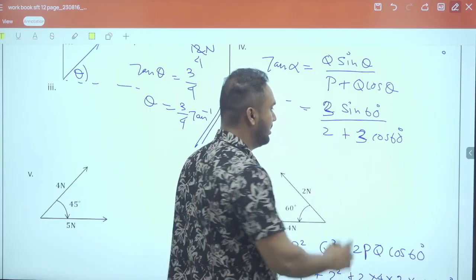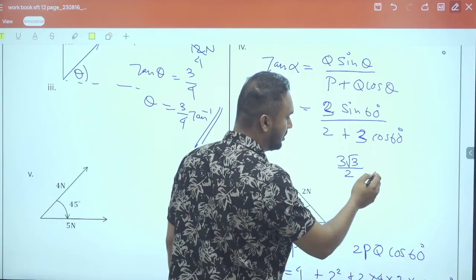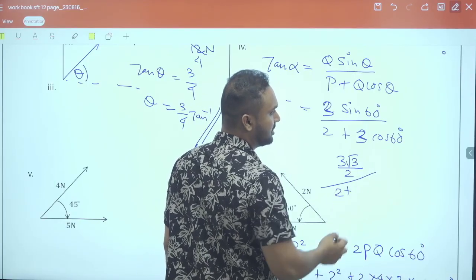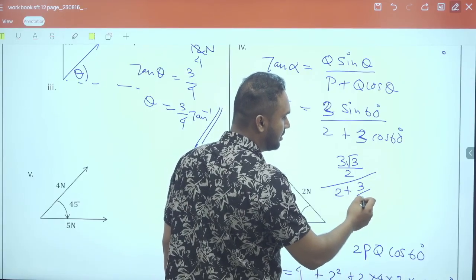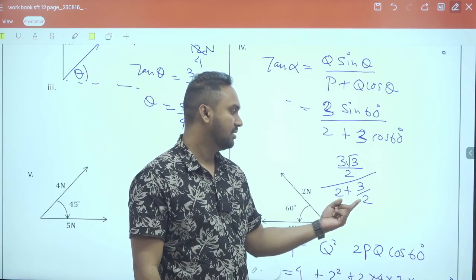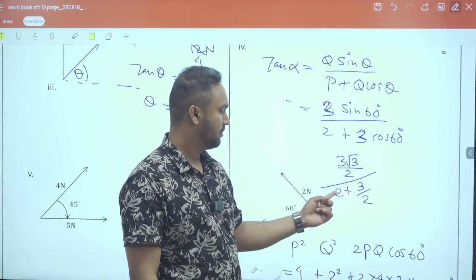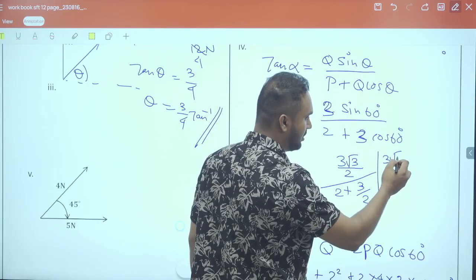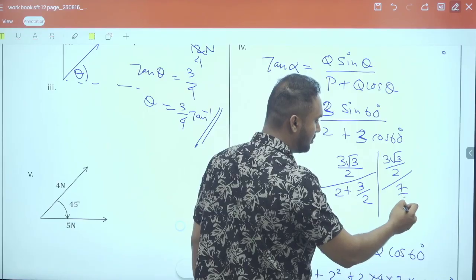So multiplied by 3, 3 root 3 over 2 should be divided by what? 2 plus Q cos 60 is what? Half. So 3 into half is 3 over 2. So you have to convert this into a proper fraction. You multiply this by 2 and add it to the 3. What do you get? 4, 3 is 7, right? So then 3 root 3 over 2 divided by 7 over 2.